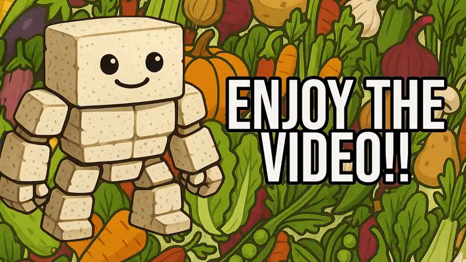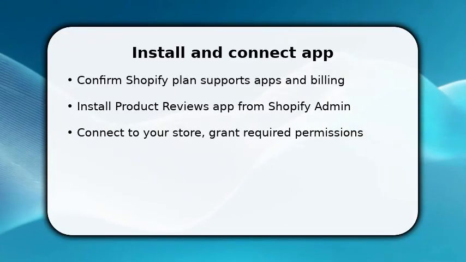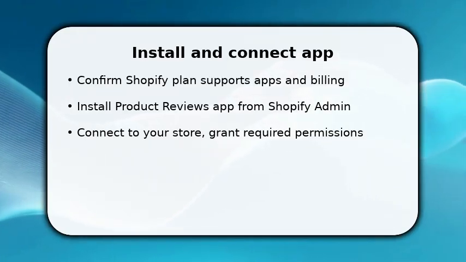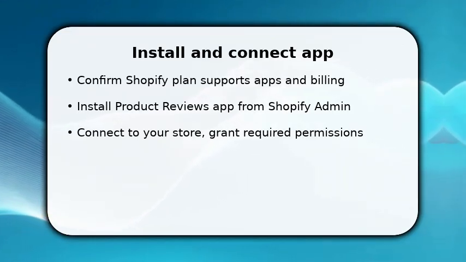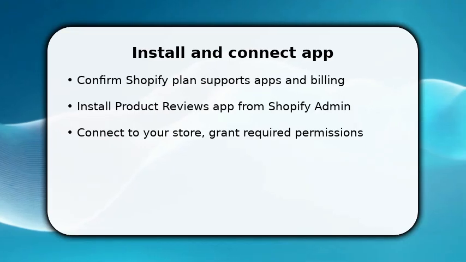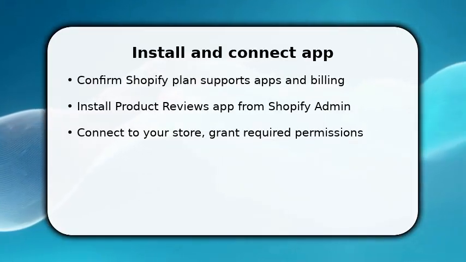Please enjoy the video. You'll start by installing the Product Reviews app and granting access so it can read products and write review content. Once installed, go to the app dashboard to connect it to your product catalog. This lets the app inject review widgets automatically. Make sure to enable bulk permissions so import and export work without interruptions. After connecting, test on one product page to confirm the widget appears and that you can submit a draft review.